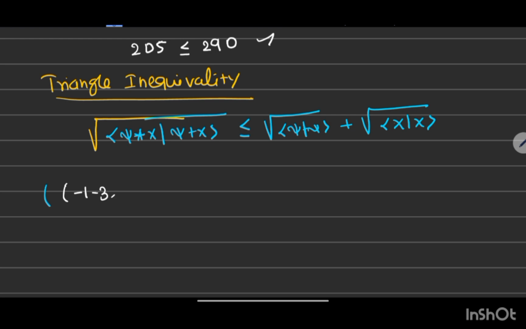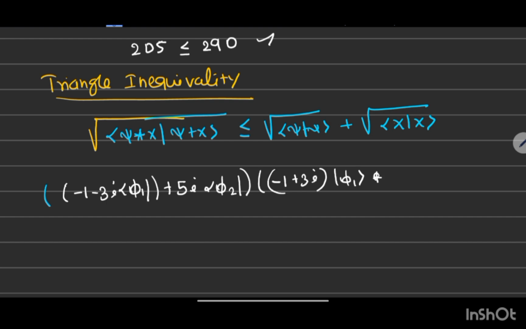Minus 1 minus 3i, psi 1, plus 5i times phi 2. Multiply with this one, so it will be just the complex conjugate of this: minus 1 plus 3i times phi 1, plus, sorry, here it will be minus 5i times phi 2. So what is the multiplication of these two?